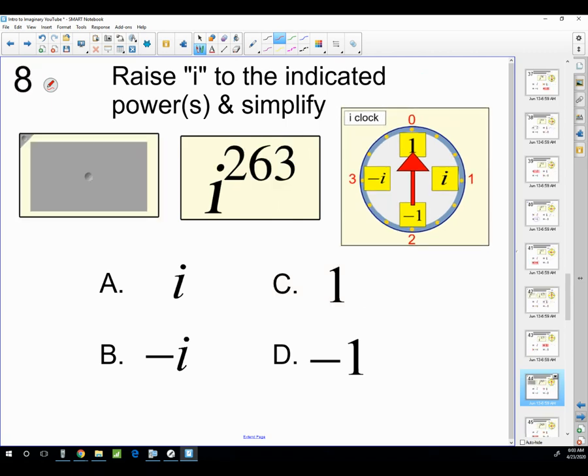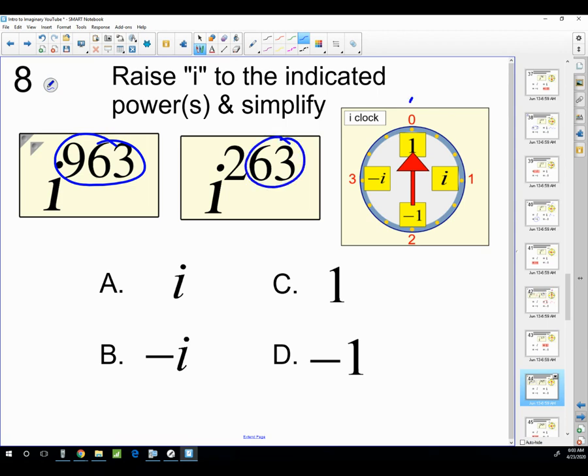Now, it's sort of the same thing, 263. It doesn't matter what that is, 963, 863, 1,063. Look at the last 2 digits. And you say, well, okay, I know that 64 is at the top. You can count backwards. Go counterclockwise, and you'd be at -i.